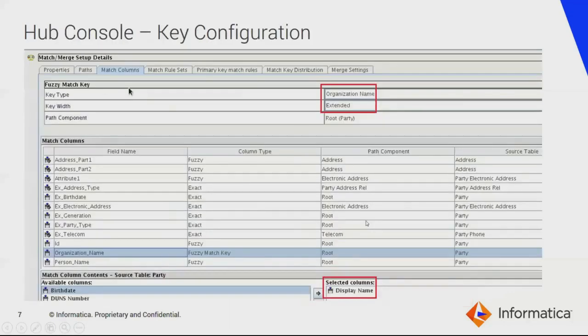Okay, and to configure the key width, also known as key level in name 3, you would go to the match columns panel in the hub console for your base object. So our example is using extended key width and organization key type. And this is mapped to a column called display name. So those of you familiar with MDM sample will be familiar with this. And the display name resides in our party table in the root match path. So the topmost table in our configuration.